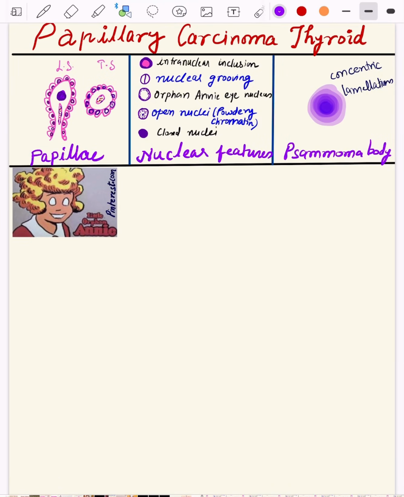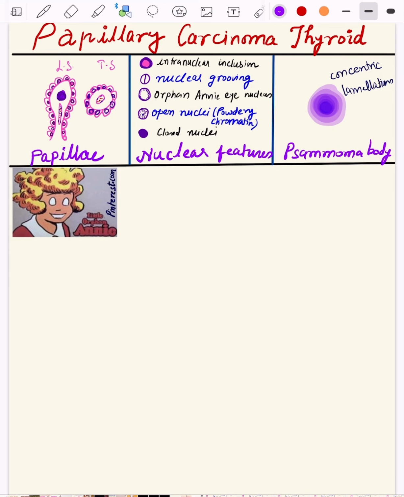Hello and welcome everyone. I am taking a break from renal pathology since a viewer, rather student, has asked me to teach microscopic diagrams of the thyroid tumors. So I'll be taking two tumors which are important, which come in the exams. One is papillary carcinoma thyroid, other is follicular carcinoma of thyroid. So starting with papillary carcinoma thyroid in this lecture.